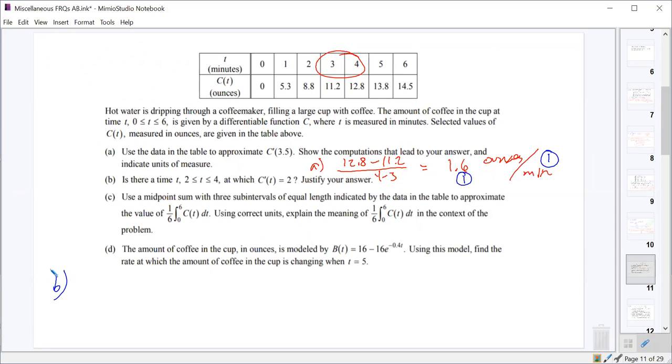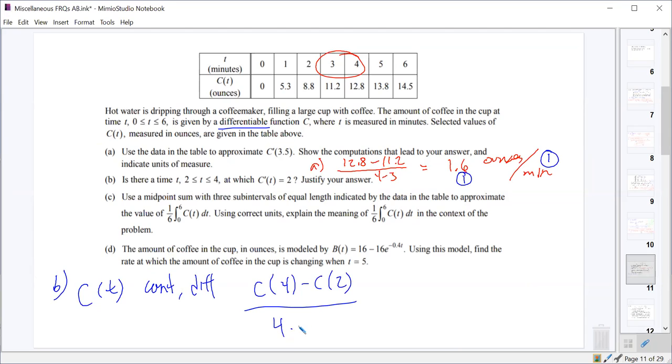All right, part B, is there a time between 2 and 4 where C prime of T is 2? Well, we don't have values of C prime, so we have to attempt to use the mean value theorem. We can't use intermediate value theorem. Between 2 and 4, first off, we know that C of T is continuous and differentiable. It states in the problem that it's a differentiable function, so it must be continuous. And so we look at C of 4 minus C of 2 over 4 minus 2. C of 4 is 12.8 minus 8.8 over 2. That's 4 over 2, which is 2.